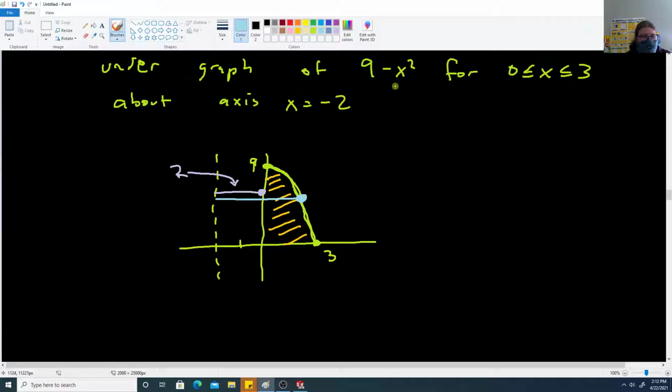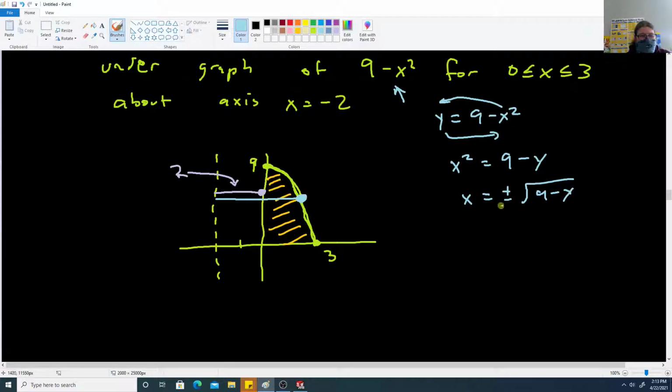Our outer, I have to take the graph that they gave us, y equals 9 minus x squared, and I need to solve it for x since I'm integrating with respect to y this time because we're going to be stacking the disks on top of each other. So our integral is going to run from 0 up to 9. We'll get positive x squared equals 9 minus y. So x will equal plus or minus square root of 9 minus y. So positive square root of 9 minus y.